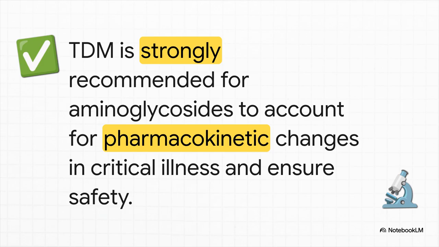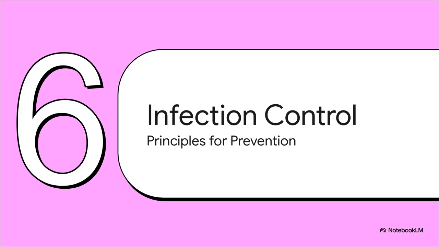As we covered, aminoglycosides, and vancomycin too, have that very narrow therapeutic window. In a critically ill patient, their levels can be wildly unpredictable. TDM is the only way to be sure you're hitting your targets to kill the bug without causing serious harm like kidney or hearing damage. We've spent a lot of time on treatment, which is obviously critical, but really the best treatment is prevention. And that brings us to our final and maybe most important section, the universal principles of infection control.